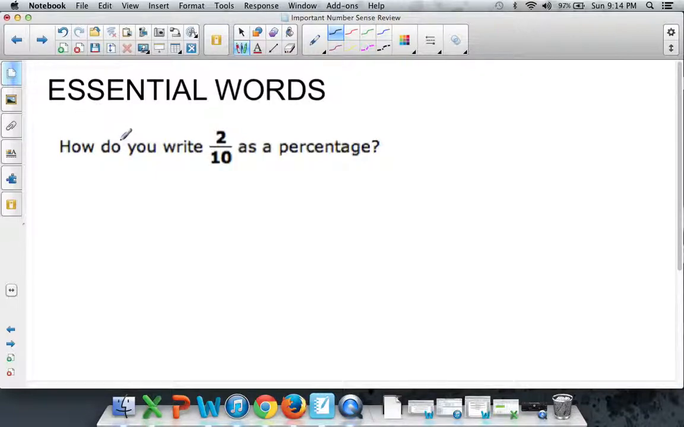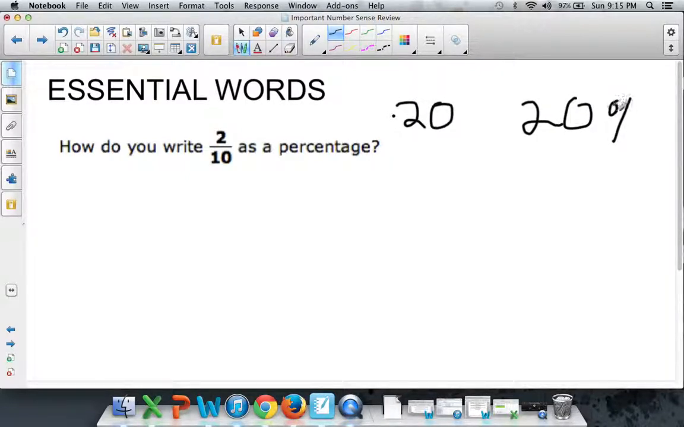How do you write 2/10 as a percentage? Well, one thing you can do is simply know that the tenths are equal to 10. So 1/10 as a percentage is 0.1, 0.10. Sorry, that was 1/10. My mistake. 2/10 is equal to 0.2, 0.20. And as a percentage, it's equal to 20%.